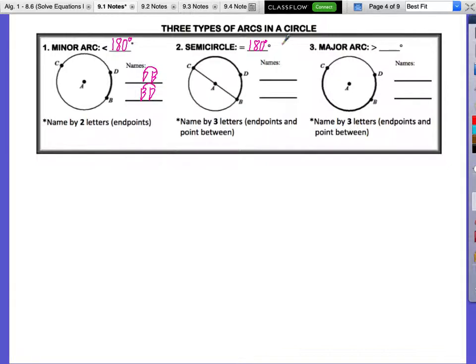Okay. So we name a semicircle by three letters. We do the two endpoints and a point in between. So here we would name it semicircle CDB, or arc CDB, which is technically a semicircle. How else could we name it? BDC. Very good. We could flip around the endpoints. But D has to be in the middle, right? Because you just pick an endpoint and follow it along. You say, oh, I picked up D on the way.